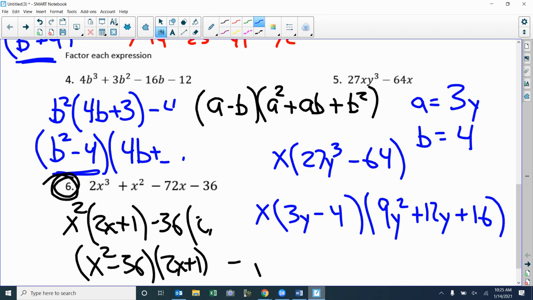Feel ready? So how did you get the 3 and the 4? How do I get the 3 and the 4? 3y and 4, okay, that's the perfect cube, 27. So I'm looking at the cube root of 27y cubed. Does that help you? Okay. And I'm looking for the cube root of 64. Everybody good? Fantastic.